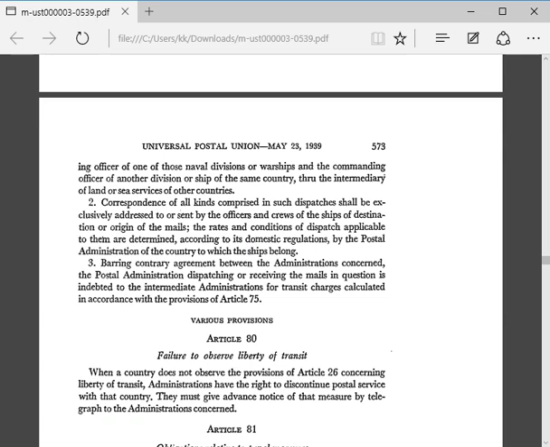The rates and conditions of dispatch applicable to them are determined, according to its domestic regulations, by the postal administration of the country to which the ships belong. Barring contrary agreement between the administrations concerned, the postal administration dispatching or receiving the mails in question is indebted to the intermediate administrations for transit charges calculated in accordance with the provisions of Article 75.